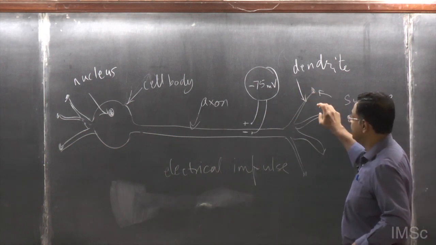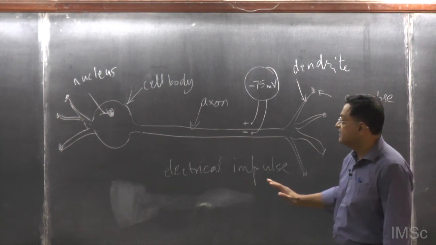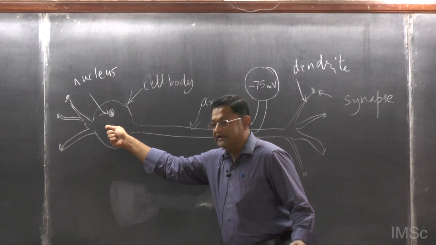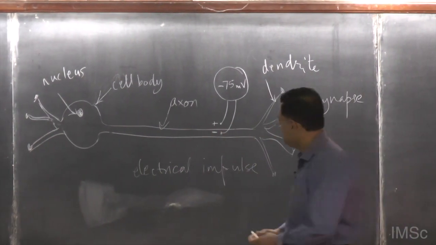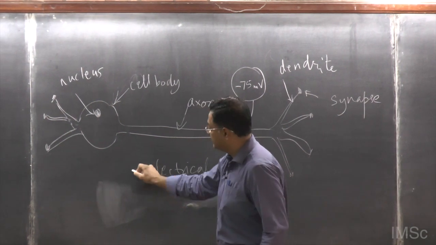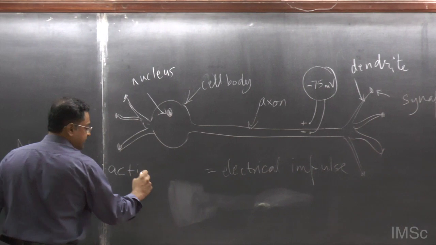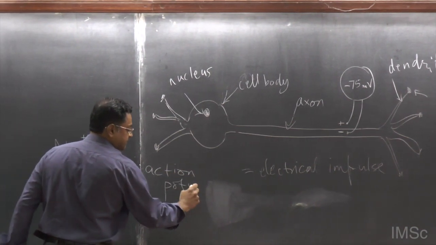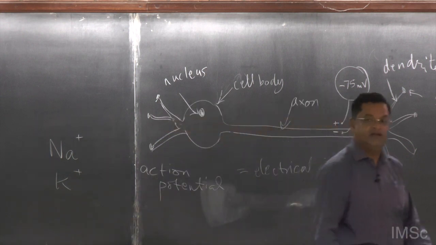It stimulates stuff that goes on in the dendrites, and we'll talk in a little more detail about what happens when it reaches the dendrites. And that's when an initiation of what is called an action potential takes place. So this electrical impulse is going to be called an action potential.